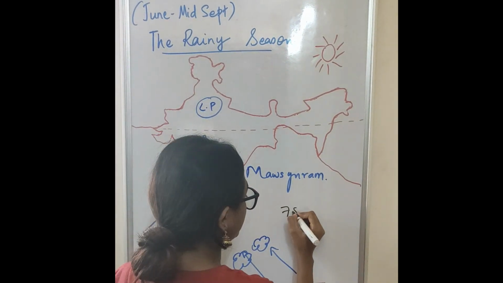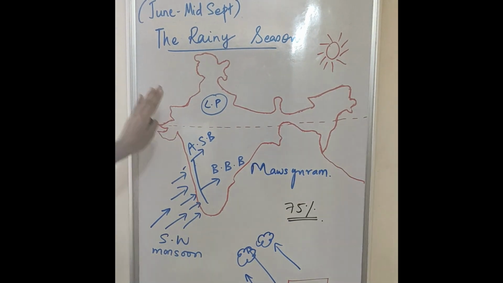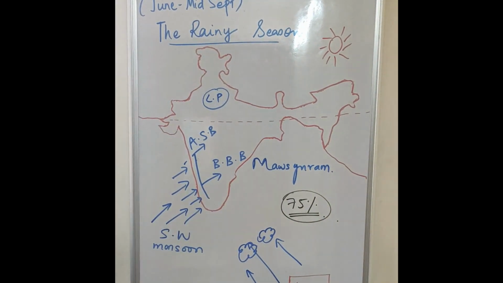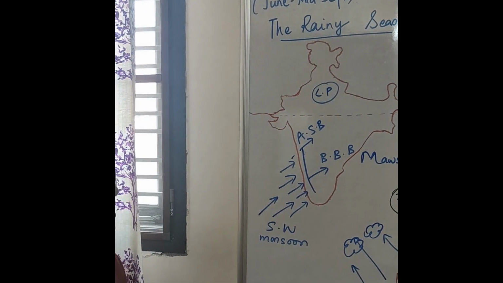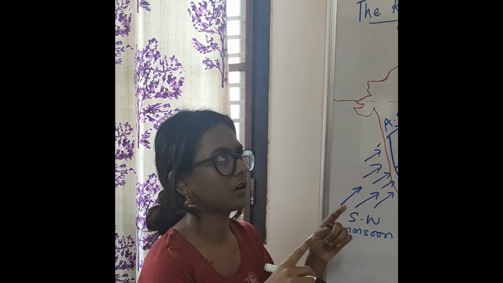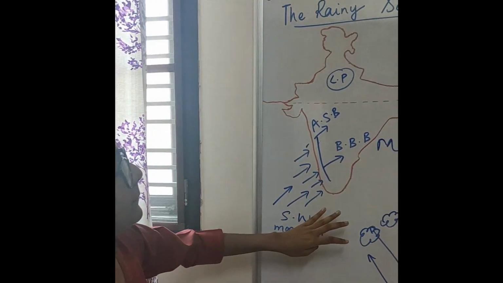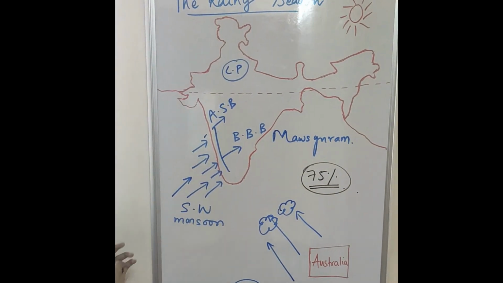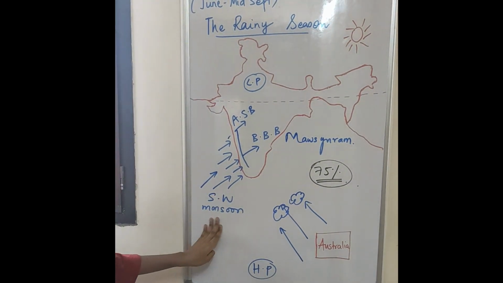So India receives about 75% of the annual rainfall in the rainy season. But sometimes this monsoon is very uncertain. When you expect it to come at a particular time, it might come a week late or so. But there are many farmers in India who depend on the monsoon for their agriculture. So this southwest monsoon is very, very important.